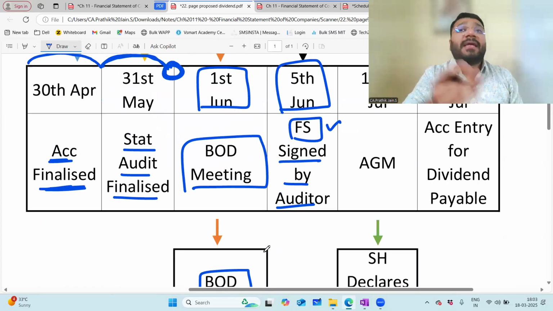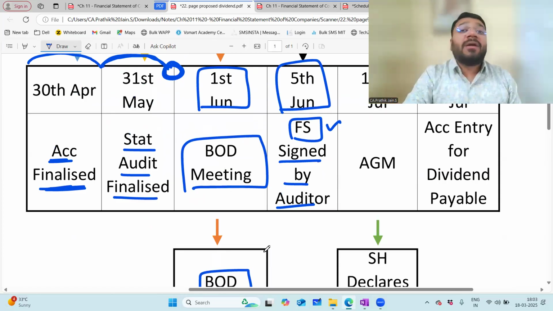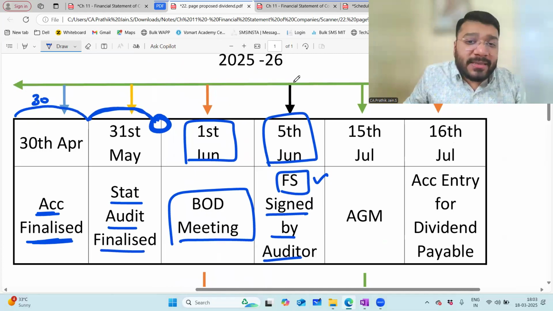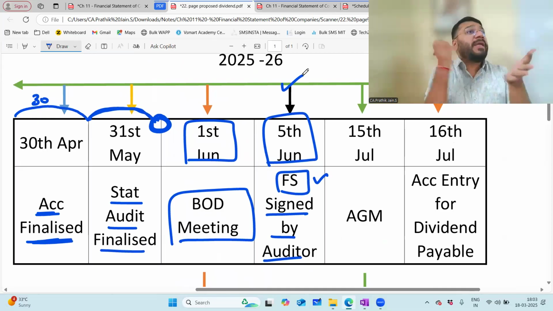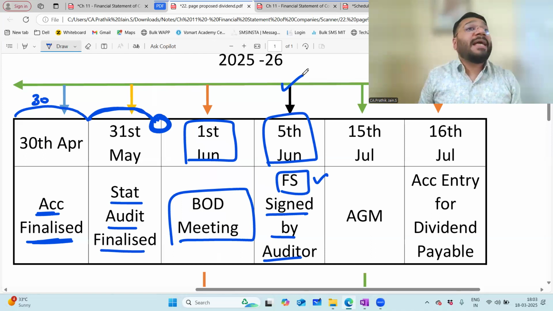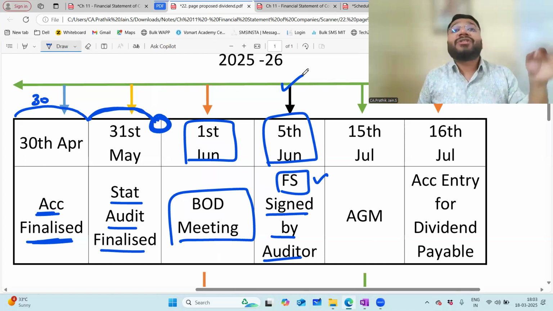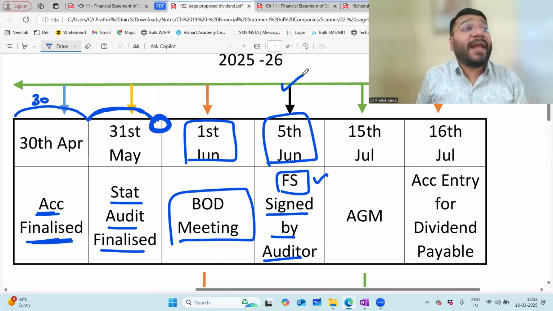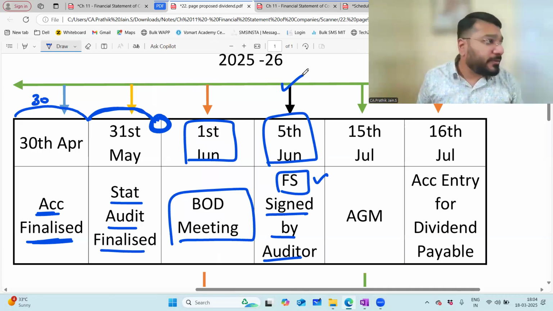Once the financial statement is incorporating the contingent liability, the auditor is now good to sign the financial statement. Now, on 5th June, the financial statement has been signed. The auditor of your company is putting a seal and is signing the document, which means what? Now that financial statement is called an audited financial statement. Can you make any changes in the financial statement of that year? No, because once the financial statement is signed by the auditor, once you call that an audited financial statement, you cannot make any alterations thereafter.